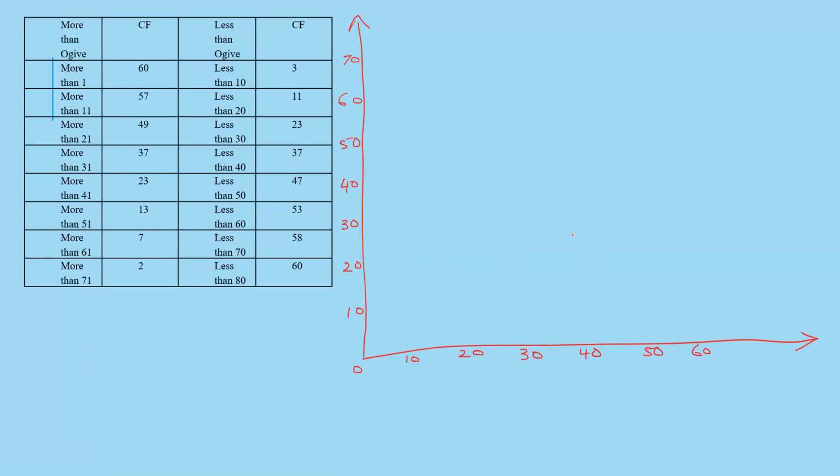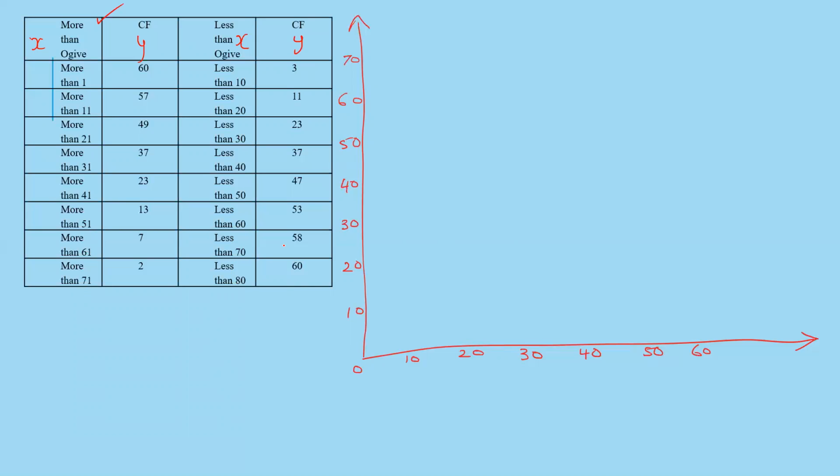So the ogive is also a graph. So here we see that the values on the, so more than ogive, this is going to be the x value and this is going to be the y value. Similarly, for less than ogive, this is going to be the x value and this is going to be the y value. So first we will plot more than ogive graph. So the x value is 1. So we see that the x values are almost 1, 11, 21, 61 and 70 and 71 and so on.